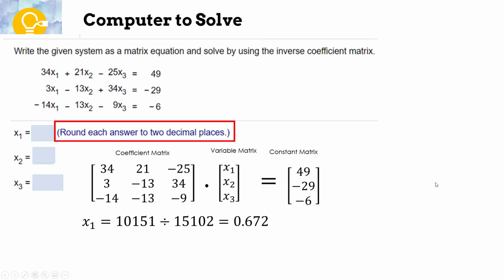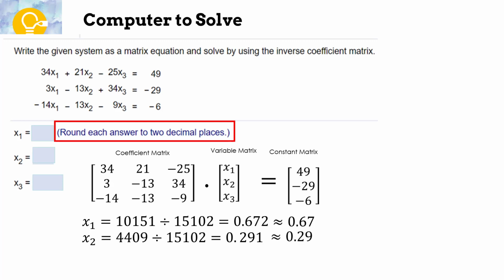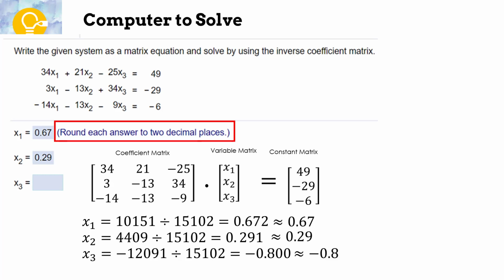For x sub 1, you're going to take the numerator divided by the denominator and round it to 2 decimal places. X sub 2, the numerator divided by the denominator and round to 2 places. And x sub 3, the numerator divided by the denominator and round to 2 decimal places. X sub 1 is 0.67, x sub 2 is 0.29, and x sub 3 turns out to be negative 0.80. Cool!